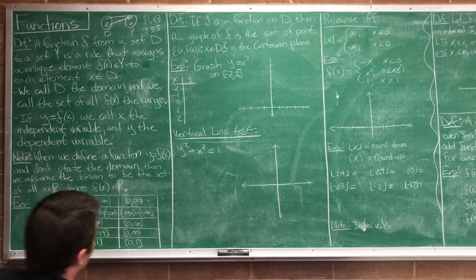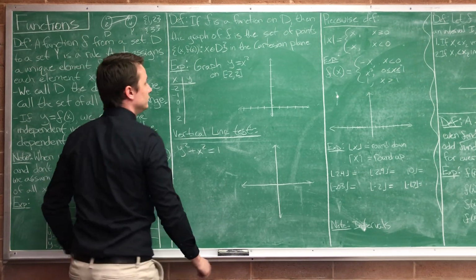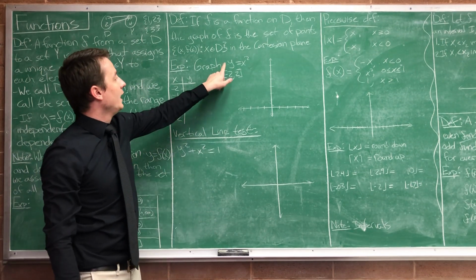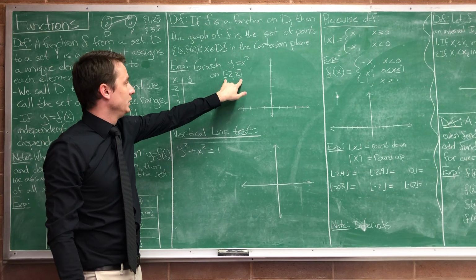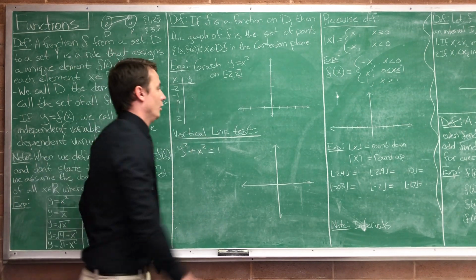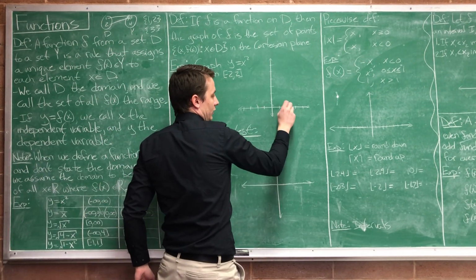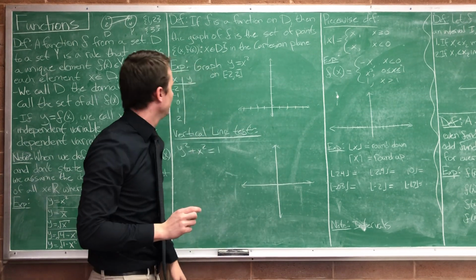So let's do some of these, even though I just barely did it. We'll do it again. So let's graph y equals x squared on the domain -2 to 2. So we're only going to use from here to here. That's the only domain we're going to use.